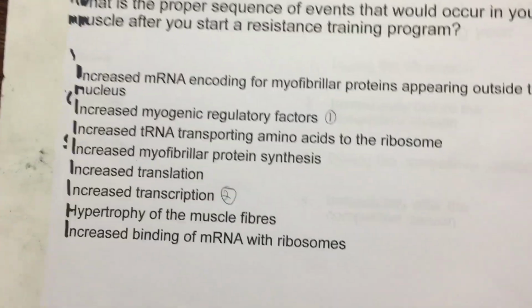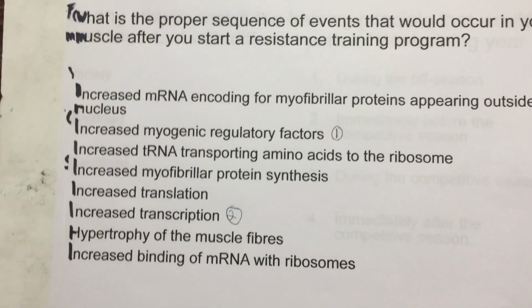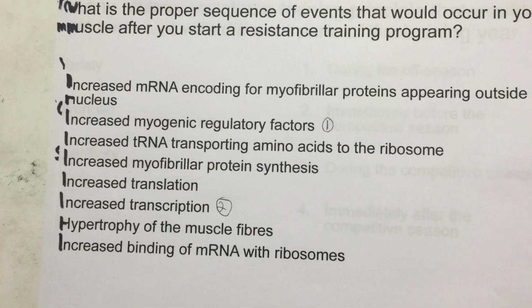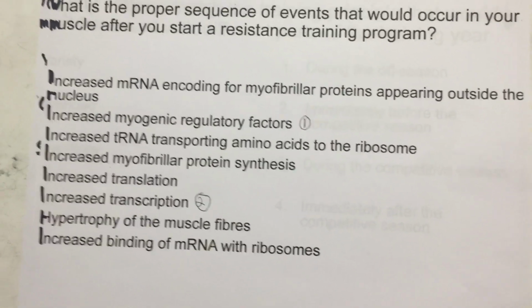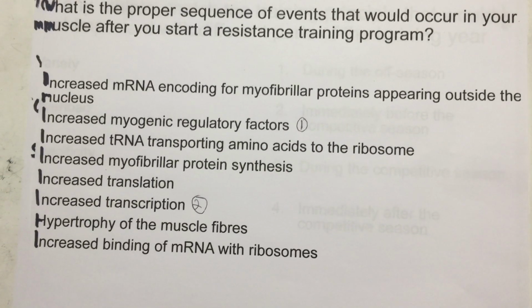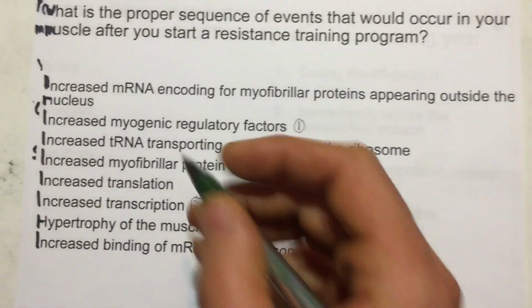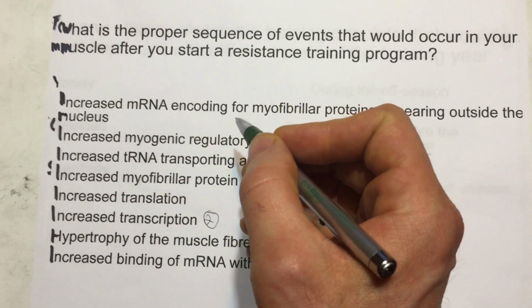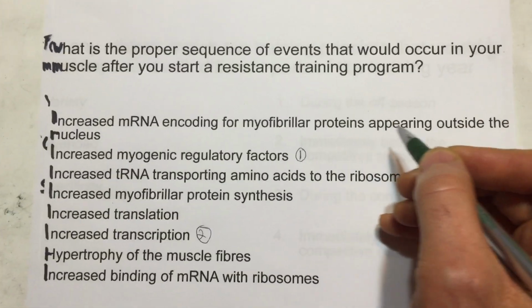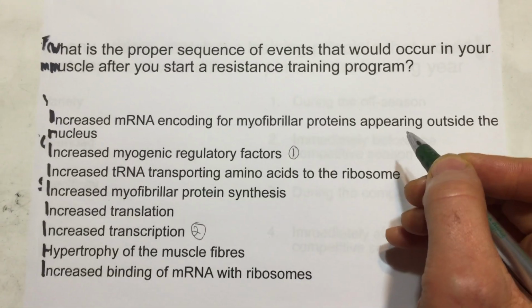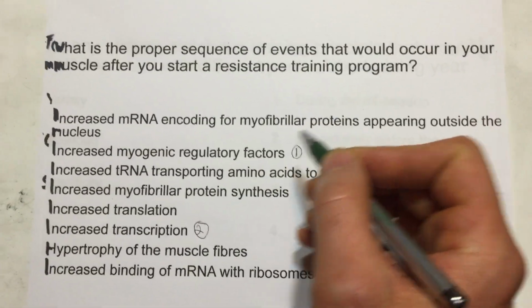Remember that transcription refers to copying a code for a protein on your DNA to messenger RNA within the nucleus. So the next step you would have here is an increase in mRNA encoding, in this case for myofibrillar proteins, and that would then leave the nucleus and appear outside the nucleus.